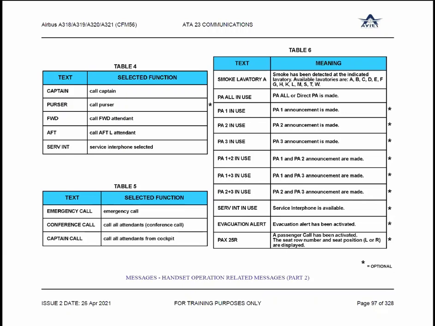When they press the PA button, on the respective station, they will see PA all in use. PA to all means you press this button.